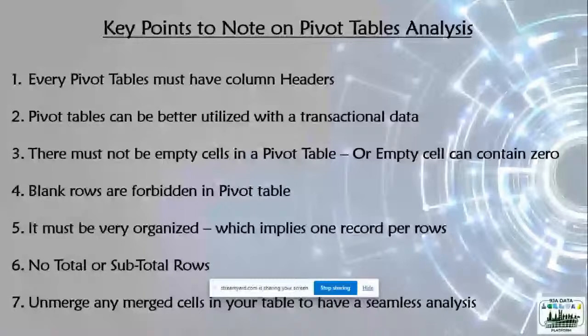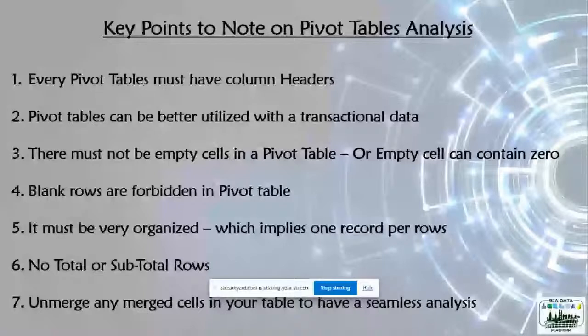Then again, unmerge any cells in your table to have a seamless analysis. What that means is that sometimes when you are doing analysis and you did a formula in a particular column, you now merge the row, and later you feel it's not necessary and you just close it. Pivot table will struggle. You need to unmerge any merged row for you to have a seamless analysis.